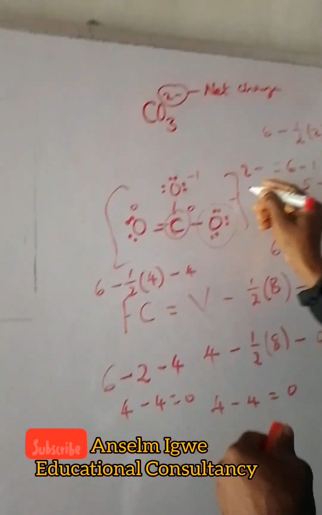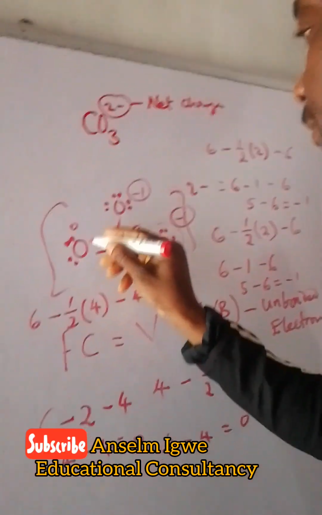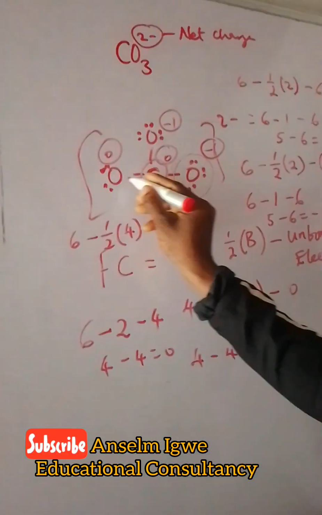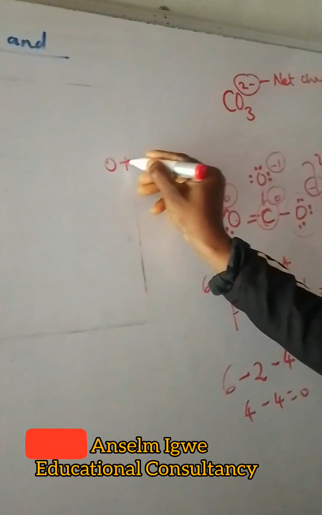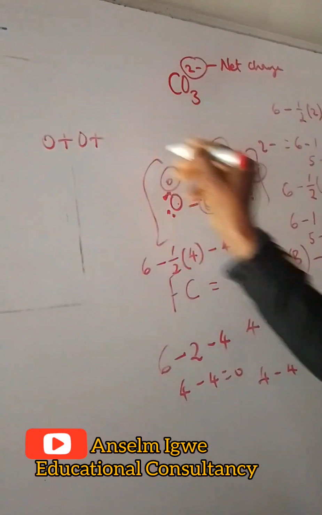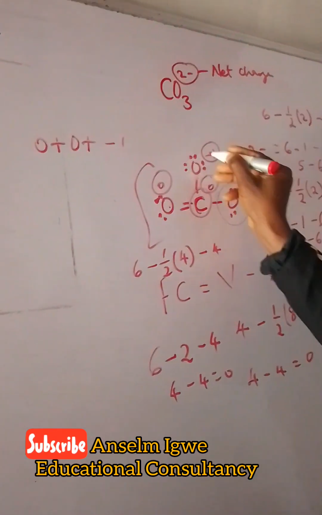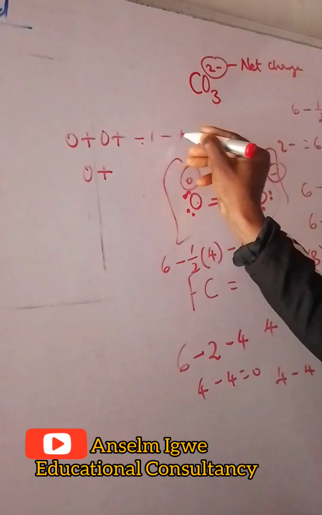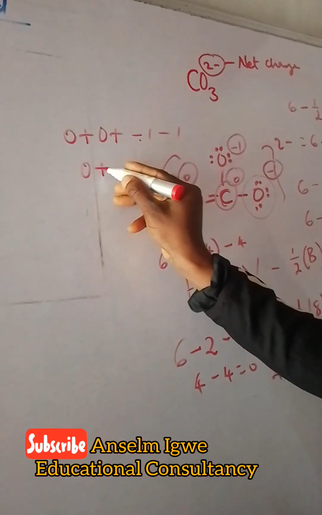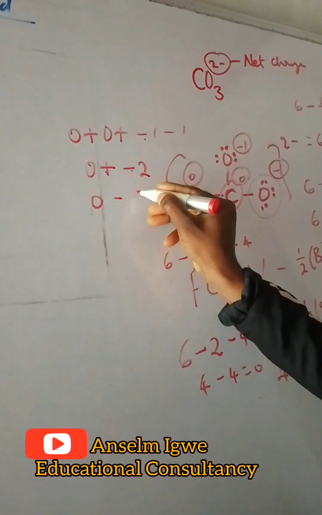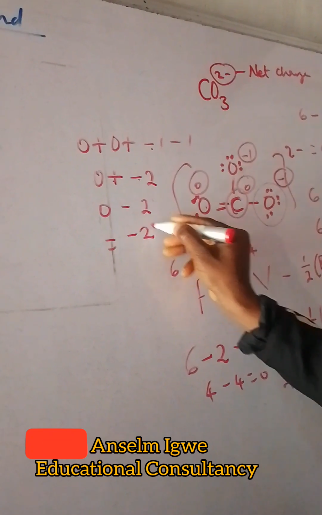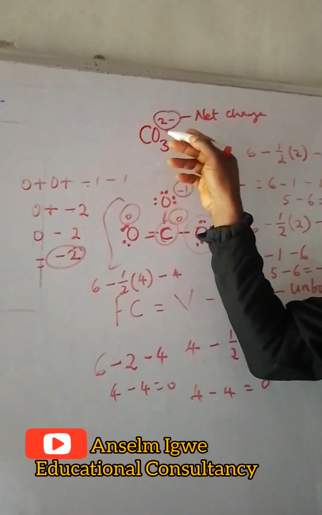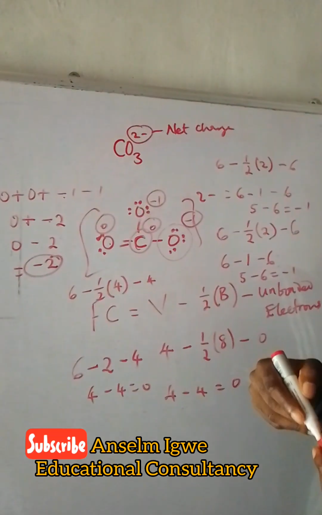Now we are going to sum all the formal charges. Formal charge for oxygen here is 0, for carbon here is 0, for this oxygen is -1, and for this oxygen is -1. 0 plus 0 is 0. -1 minus 1 is -2. Plus minus is minus, so 0 minus 2 is -2. And this is how the net charge of carbonate was gotten, 2 minus.